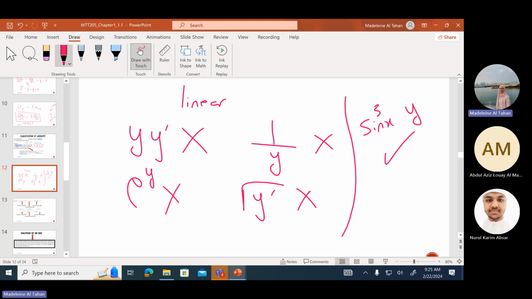Okay. Who can give us an example of first order? Y prime equals 5x. So this is what? First order. Okay? So for the order, we look for what? The order of the derivative. What's the highest order of the derivative? If it's 100, it will be order 100. If it's 1, it will be order 1. Okay? Any questions?